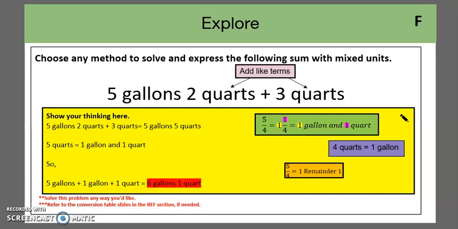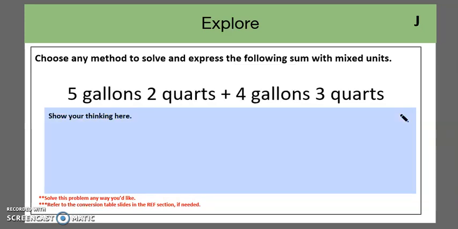Now we're going to go over our last question. What happens when we add 5 gallons, 2 quarts, and 4 gallons, 3 quarts? So again, pause the video, think about how you would solve this problem, and we will resume on the next slide.